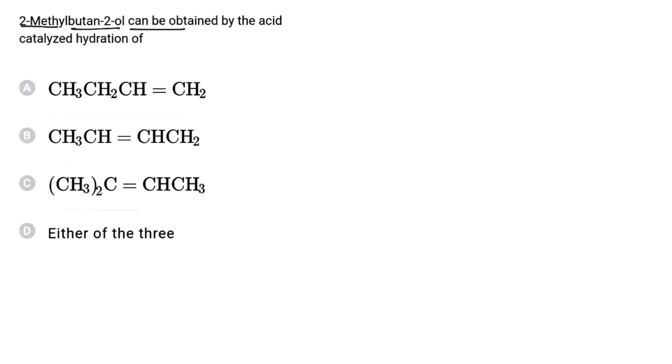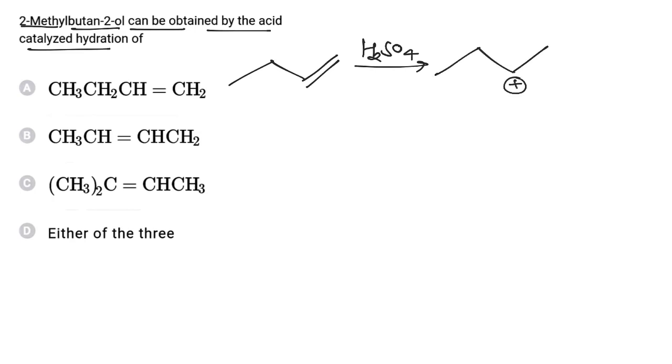2-methyl butan-2-ol can be obtained by acid catalyzed hydration of which compound? Now if the first molecule is taken, 1-butene, and 1-butene is reacted with dilute H2SO4, a carbocation is formed in the first step. Now water acts as nucleophile. It will donate a pair of electrons and be converted to alcohol. So secondary butyl alcohol, or 2-butanol, is formed as a product.